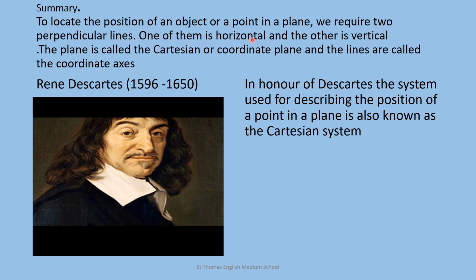One of them is horizontal and the other is vertical. The plane is called the Cartesian or coordinate plane and the lines are called the coordinate axis. René Descartes, the great French mathematician of the 17th century, solved the problem of describing the position of a point in a plane. In honor of Descartes, the system used for describing the position of a point in a plane is also known as the Cartesian system.